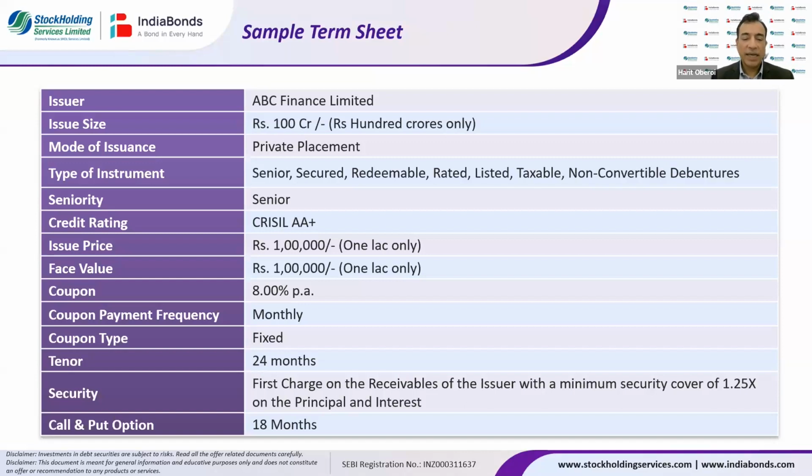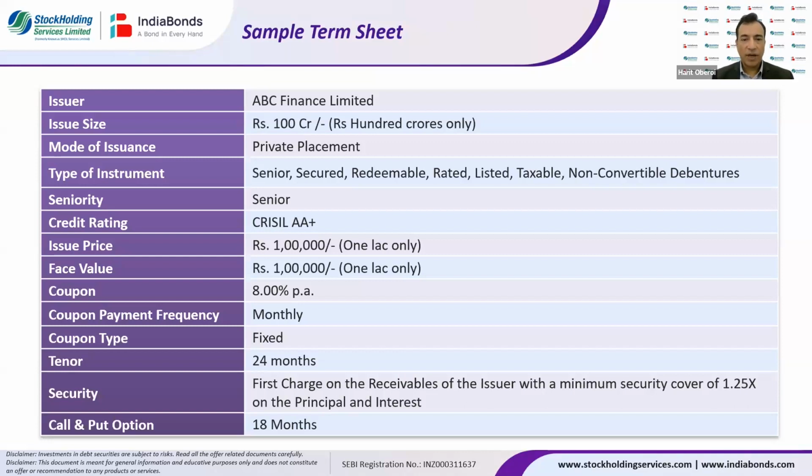And when it comes to PSUs, they borrow in a very large chunk. The issue size can go up to 2,000 crores and 5,000 crores also. So issue size is a very important criteria. Mode of issuance of the bond. So whether the bond has come in the market via a private placement mechanism or in the public issue route, you should read into it.